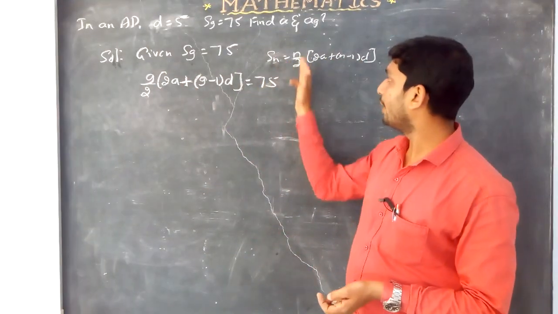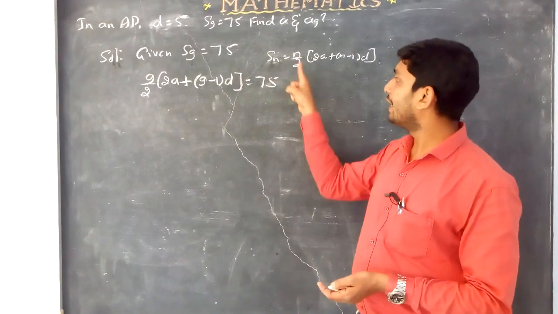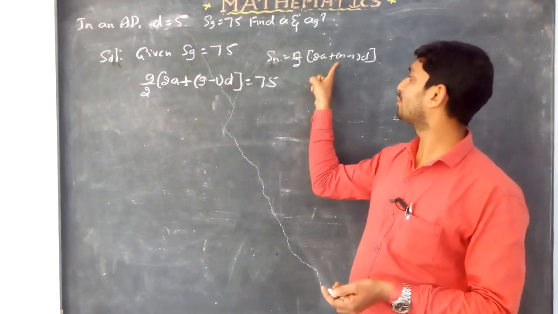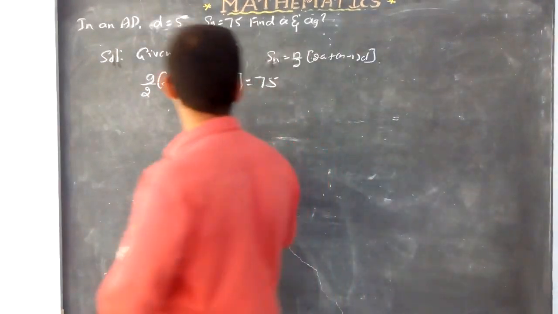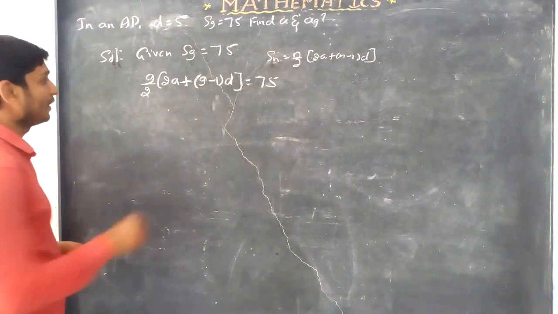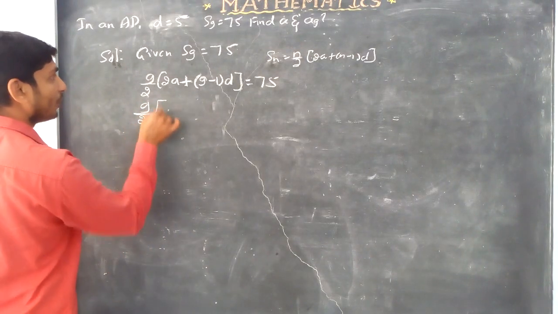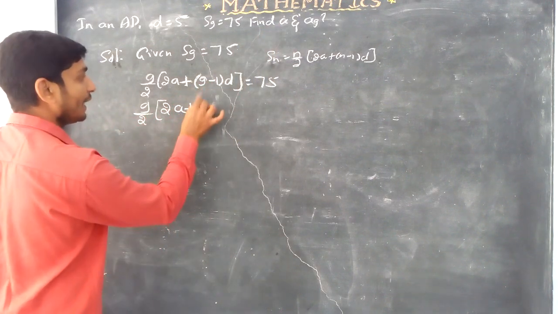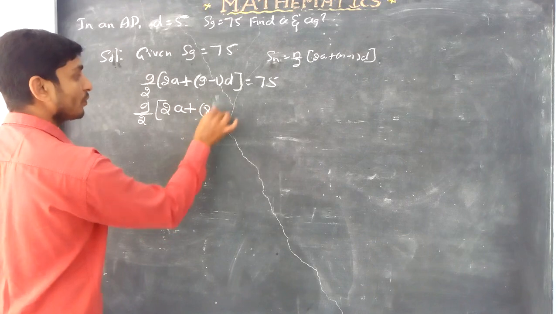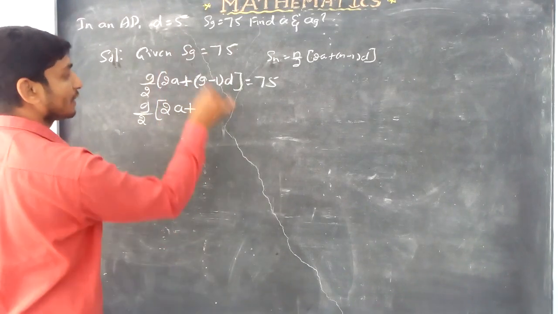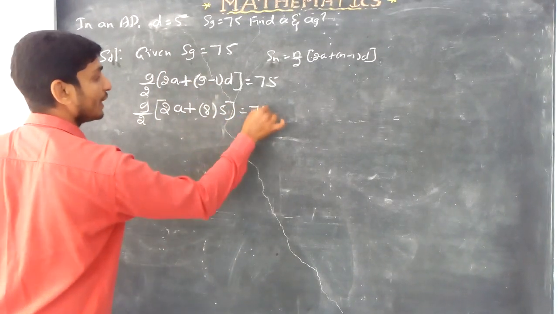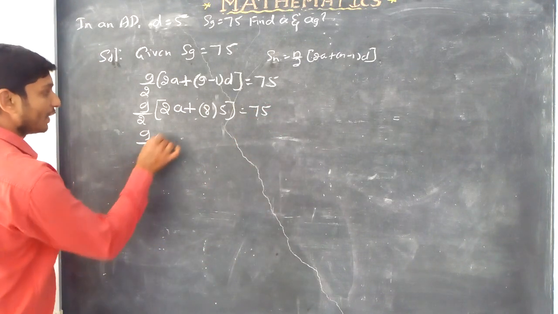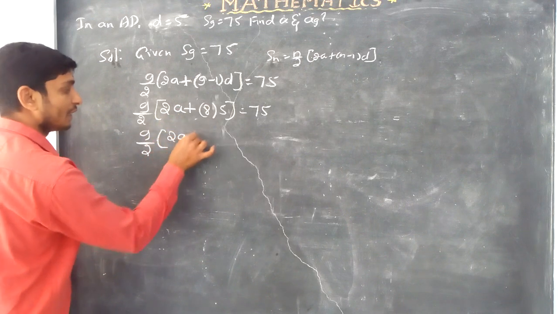The formula is n by 2 into 2a plus (n minus 1) into d. If n is 9, then 9 by 2 into 2a plus (9 minus 1) into d equals 75. Continue: 9 by 2 into 2a plus 8 into d, where d is given as 5. You have to write 9 by 2 into 2a plus 8 5s equals 75. Hope you understood. Let us continue.